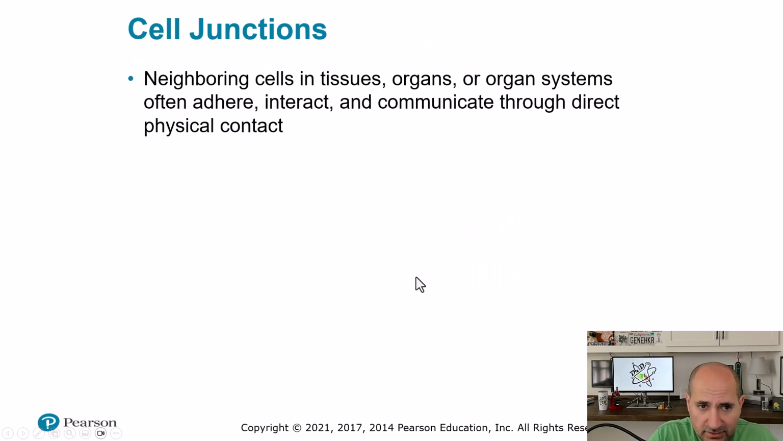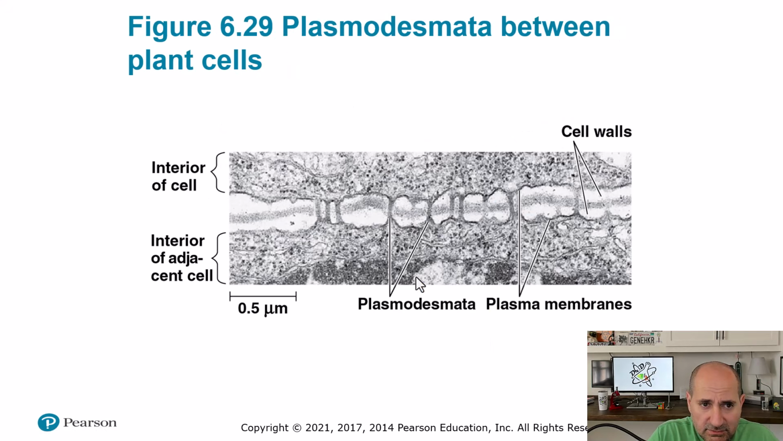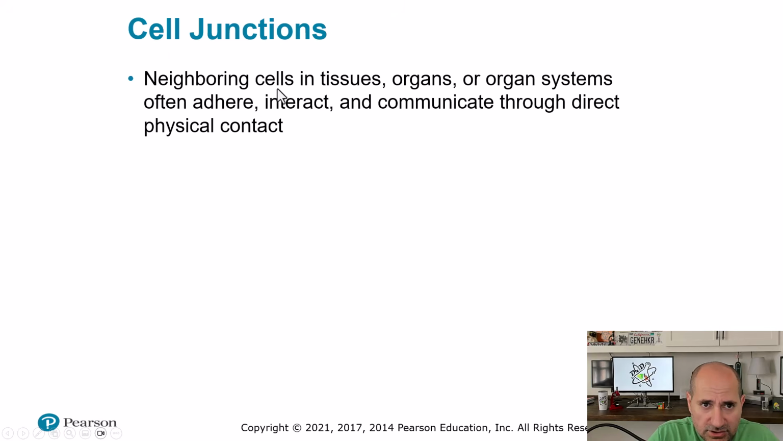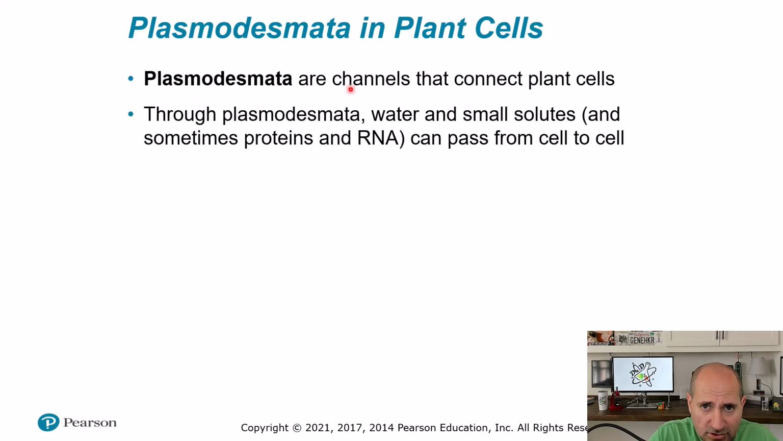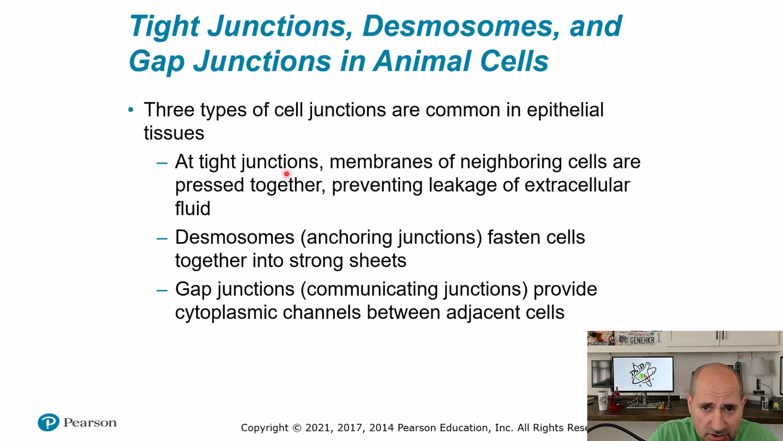You should know that integrins are the anchor proteins of the ECM of animal cells. And then lastly, we learned about the cell junctions. You should know that plasmodesmata are channels connecting plant cells. Tight junctions are proteins that press together neighboring cells, preventing leakage of fluid. Desmosomes fasten cells together into strong sheets. And gap junctions provide cytoplasmic channels between adjacent cells. And these three are found in animal cells.